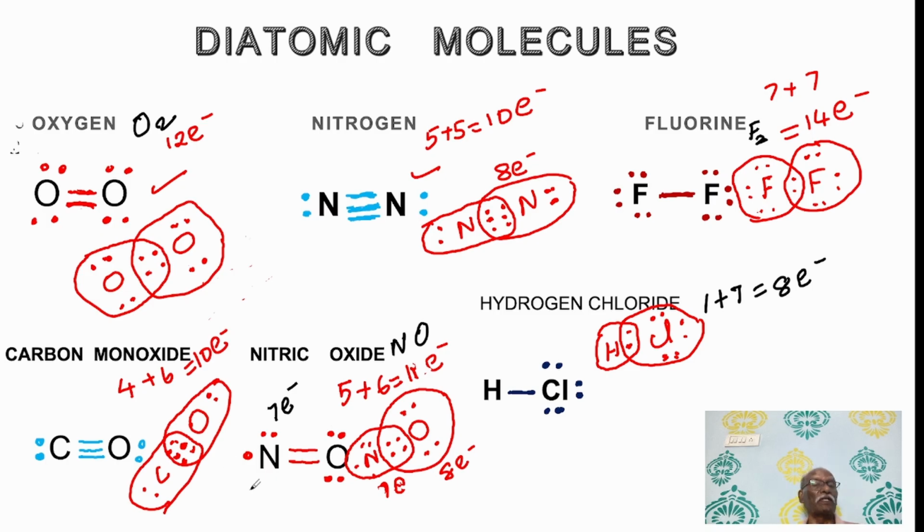Okay, electron deficient molecule. Now HCl: hydrogen has 1 electron, chlorine has 7 electrons, altogether only 8 electrons are there. What does it do? Keep 3 pairs of electrons outside, 1 pair in between hydrogen and chlorine, and thereby HCl has a single covalent bond with 3 lone pairs of electrons on chlorine.